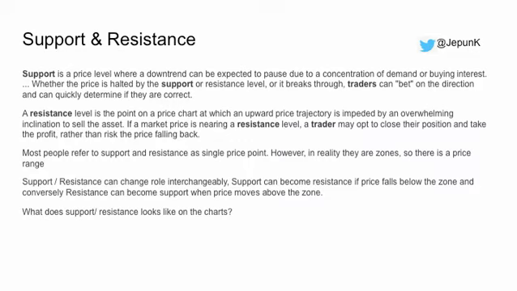So most people refer to support and resistance as a single price point. However, in reality, there are zones. So there's a price range. Support or resistance can change role, and support can become resistance if price falls below the zone, and conversely, resistance can become support when price moves above the zone. So the more you draw these lines, the more you'll understand this term. So what does it look like really on the charts? We're going to look at several examples here.